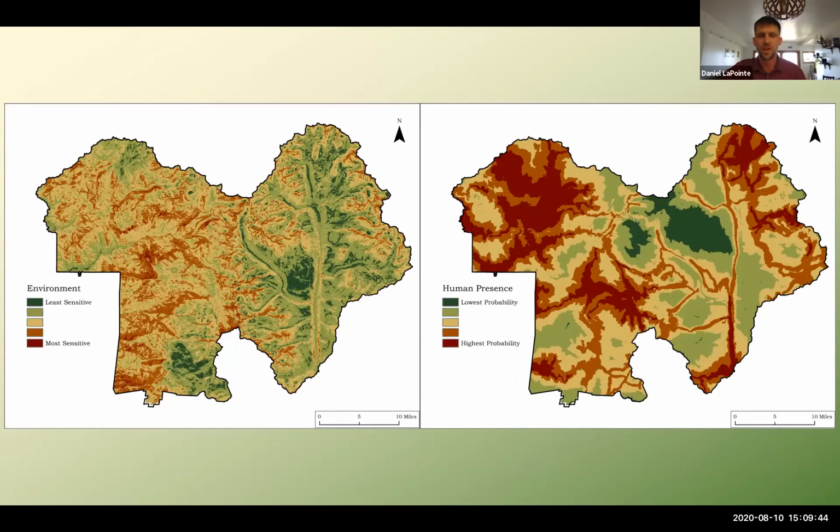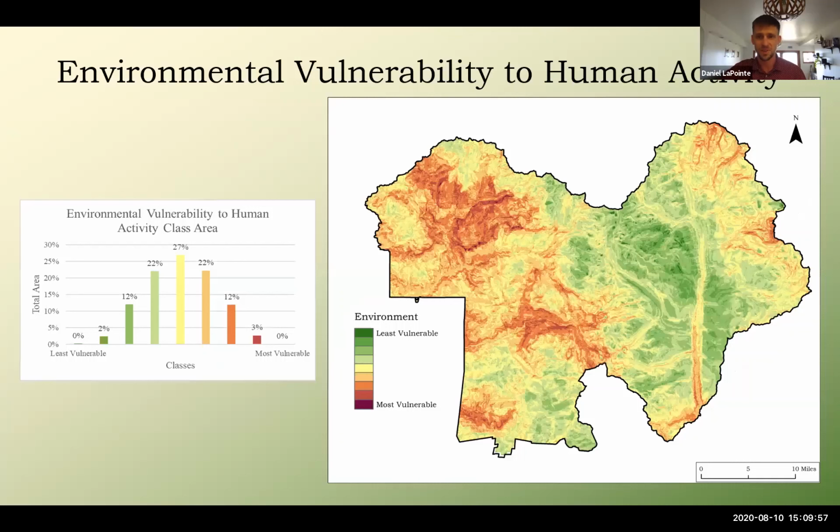So to look at the environmental vulnerability to human activity, I combined these two maps, both the environmental sensitivity to human activity and the probability of human presence. So that map then looks like this. Ten classes were developed to describe the vulnerability of the area. And if you look at the graph there on the left, you can see it's a pretty normal distribution for class area, with the middle vulnerability class making up the most area. And as you go either less vulnerable or more vulnerable, it's less overall area.